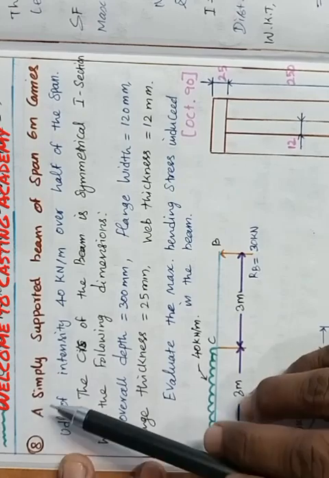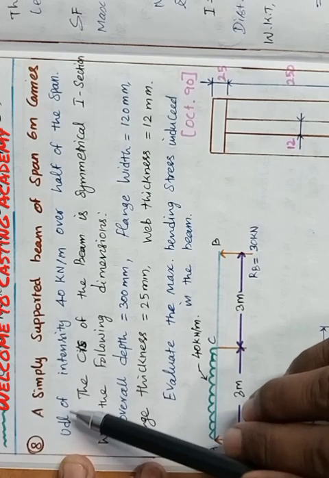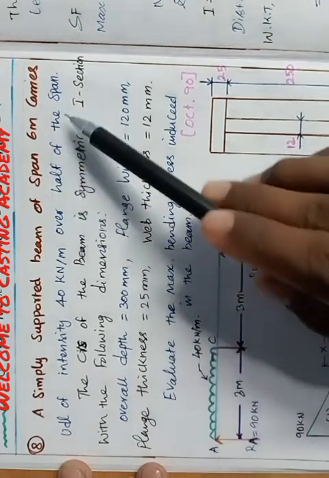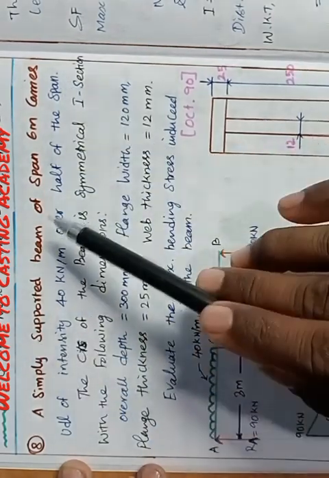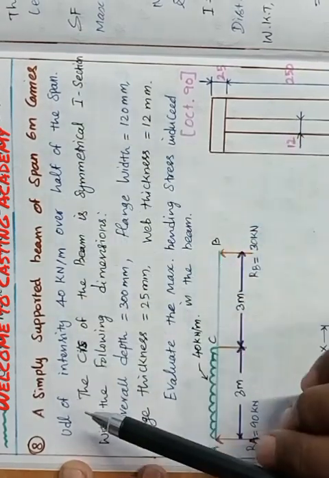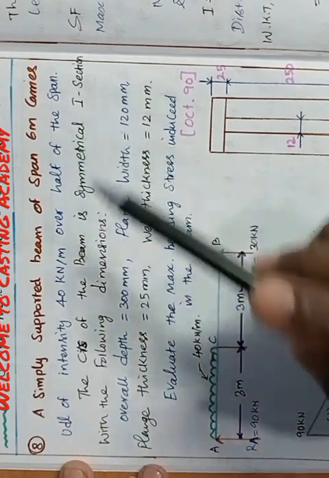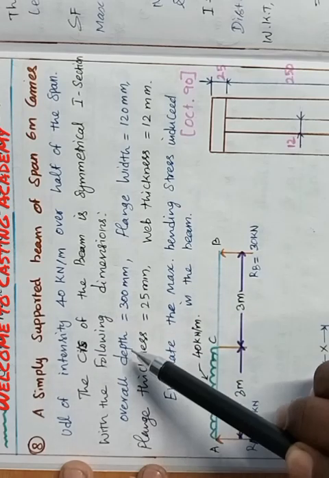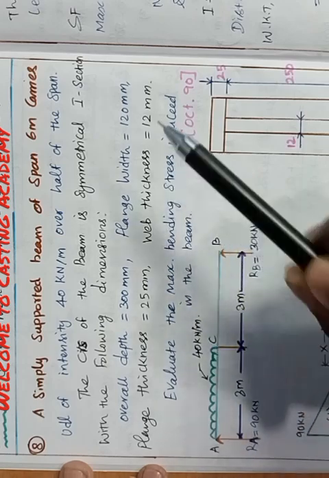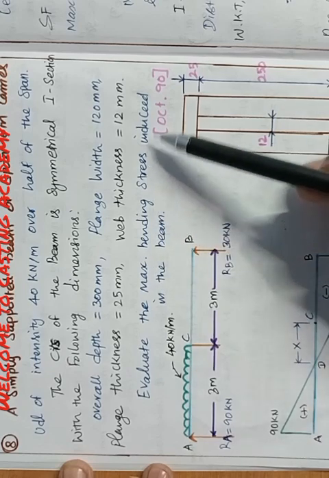Next problem. A simply supported beam of span 6 meter carries UDL of intensity 40 kilonewton per meter over half of the span. The cross section of the beam is a symmetrical I section with the following dimensions: overall depth equal to 300 mm, flange width equal to 120 mm, flange thickness 25 mm, web thickness 12 mm. Evaluate the maximum bending stress induced in the beam.